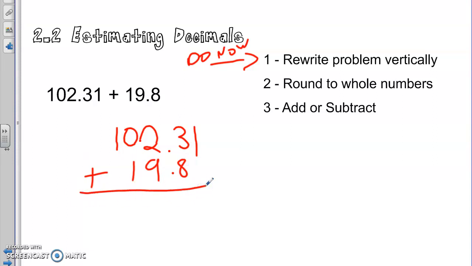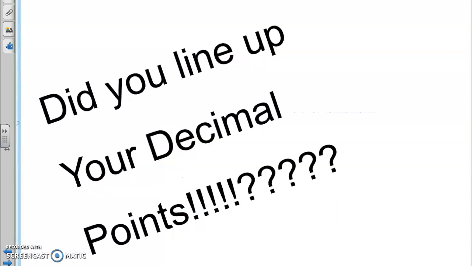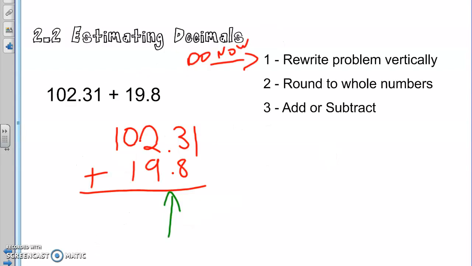Check your work. Do you notice what I did here? This goes back to the rounding unit and the comparing numbers. All right. You need to line up your decimal points. Did you line up your decimal points? Better have. Don't forget that. It goes back to place value, right? You have to make sure your place value is lined up. The numbers that are in the tenths place are going to be right here. They're lined up with each other.